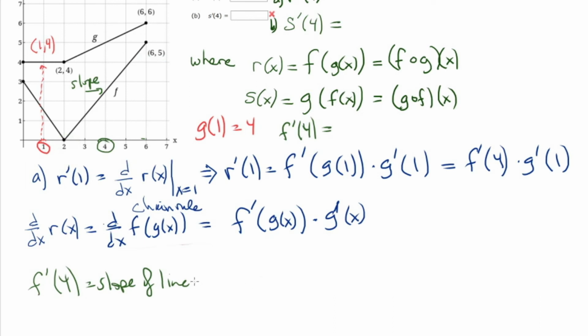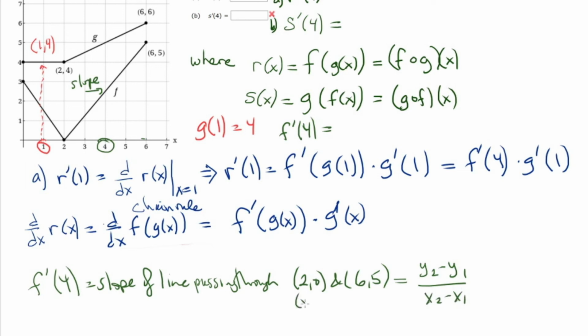So the line passing through 2, 0 and 6, 5. How do you find the slope? That's the usual rise over run, right? y2 minus y1 over x2 minus x1. So x1 is 2, y1 is 0, x2 is 6, y2 is 5. So just plug in all the numbers. This is going to be 5 minus 0 over 6 minus 2. So that's 5 over 4.